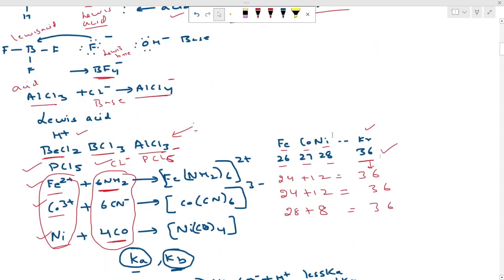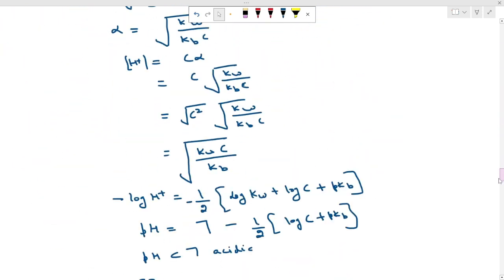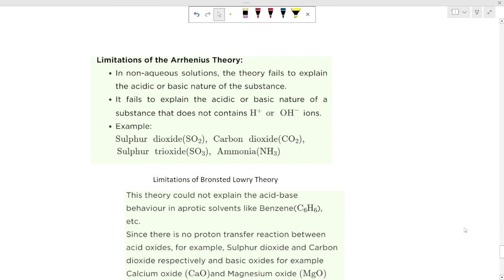Okay, so we have seen the concept of acids and bases, and now let's see some of the limitations of each type of theory. The first is the limitation of the Arrhenius theory. I told you that it is valid only for aqueous solutions. In non-aqueous solutions, it fails to explain the acidic or basic nature of a substance. It also fails to explain the acidic or basic nature of substances that do not contain H plus or OH minus. For example, sulfur dioxide and carbon dioxide do not contain any H plus or OH minus.